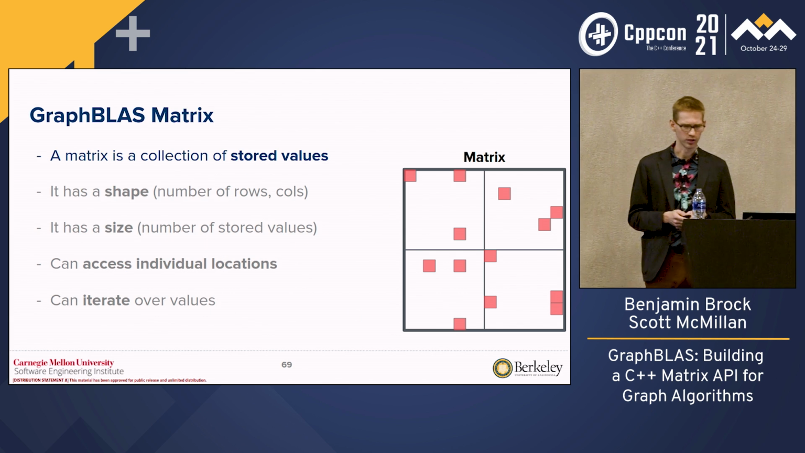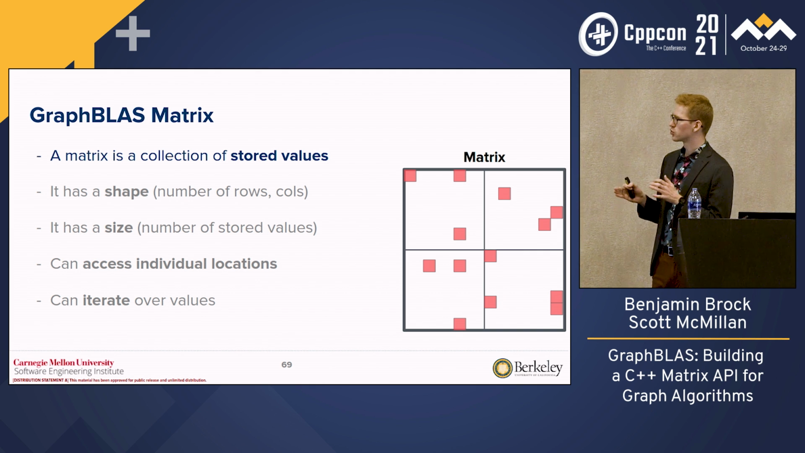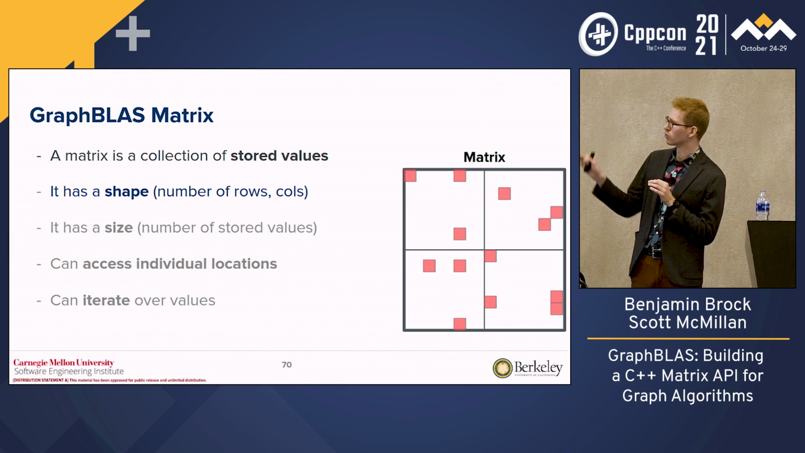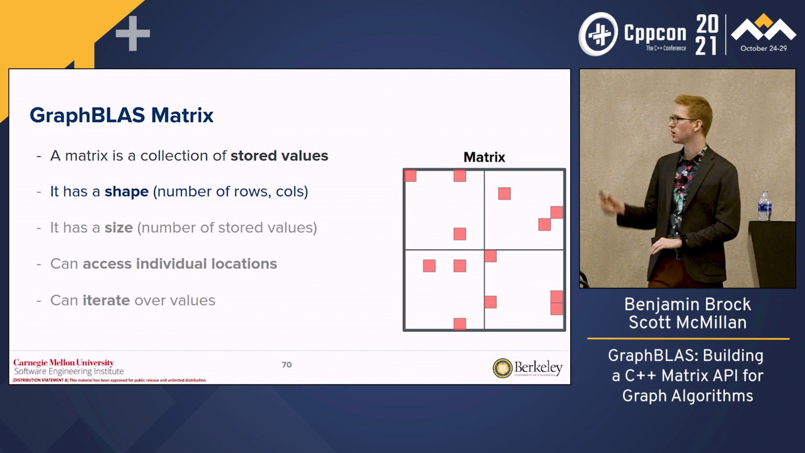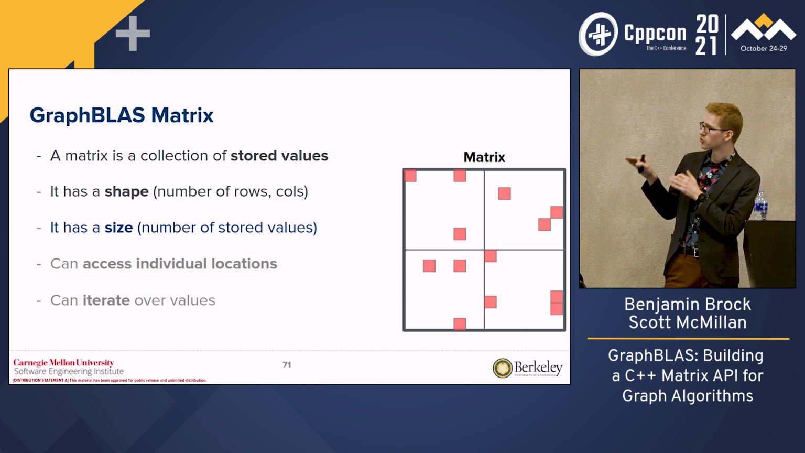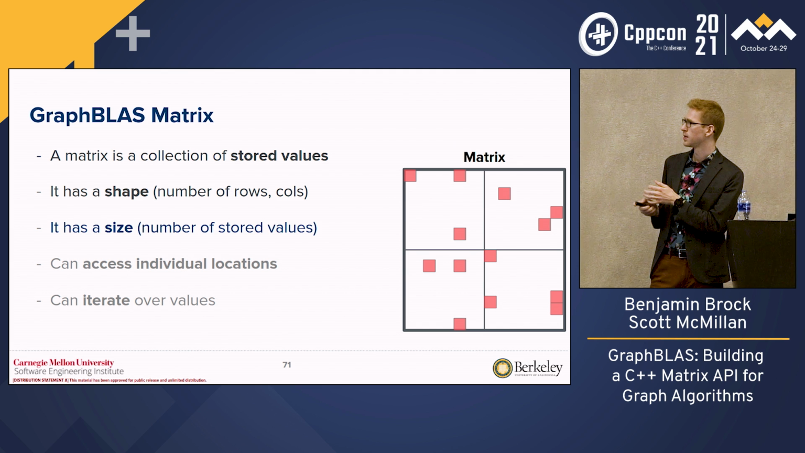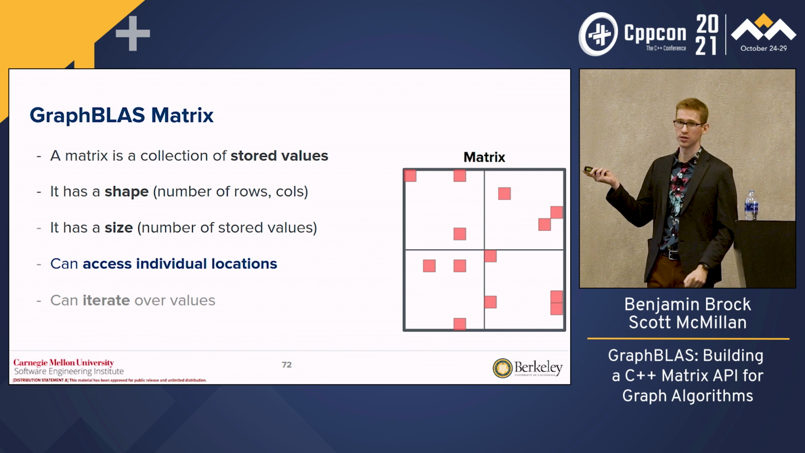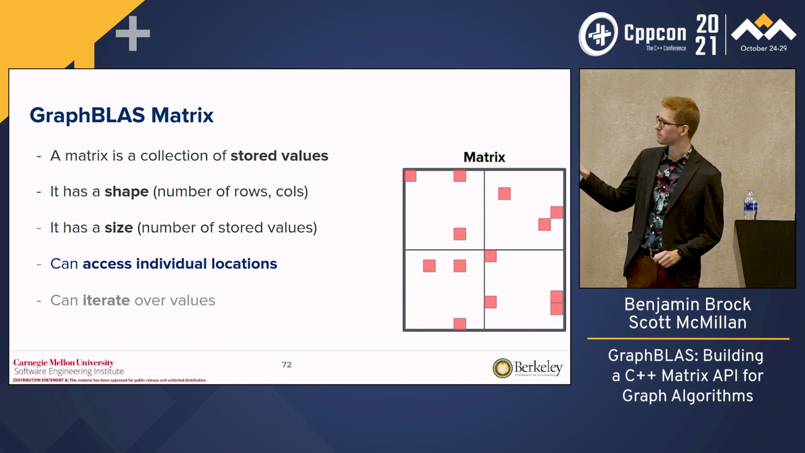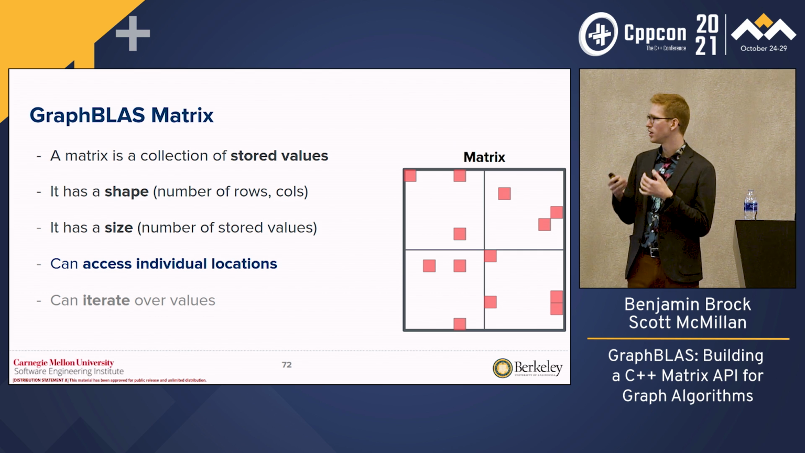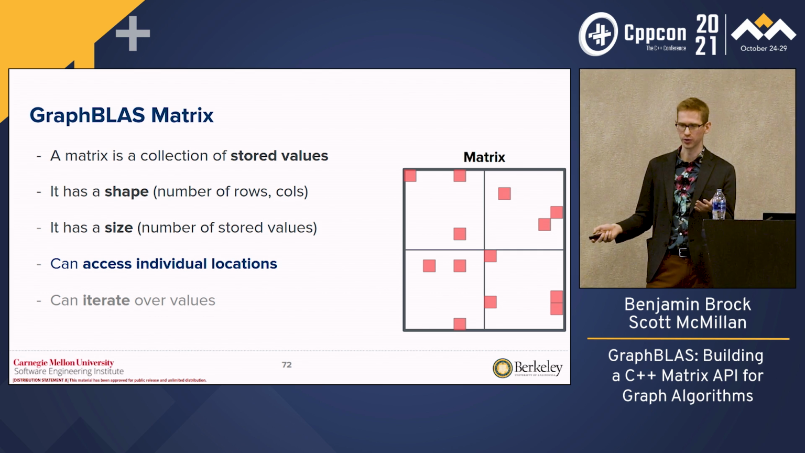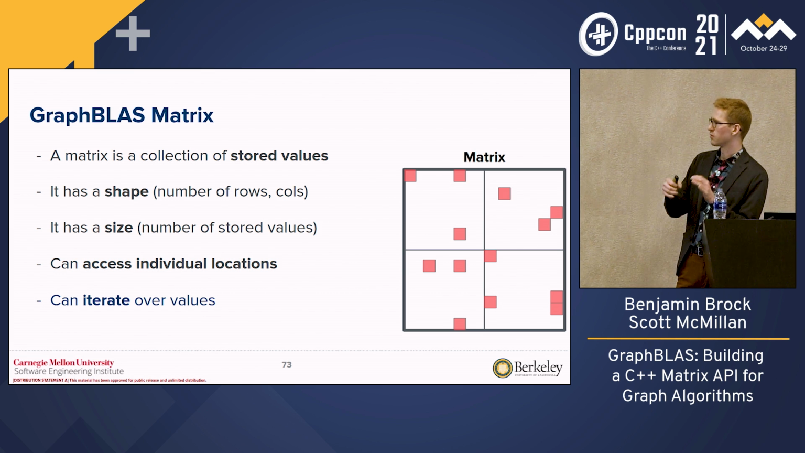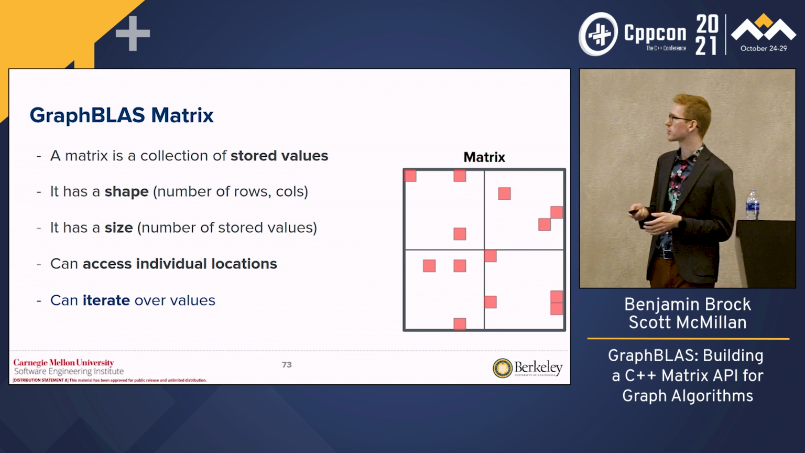Okay, so let's get started talking about a matrix. A matrix is a collection of stored values, and it has a few attributes. A matrix has a shape, which is the number of rows and the number of columns, the dimension of the matrix. It has a size, which is the number of stored values that are stored inside the matrix. And then also we need the ability to do two things, to access individual locations within this matrix. So we can pick out a location, say 8, 4 within the matrix and ask, is there an element stored there? If so, please give me an iterator to it. And we also need the ability to iterate over all the values. So we can have a for loop or some series of for loops where we iterate over this matrix.